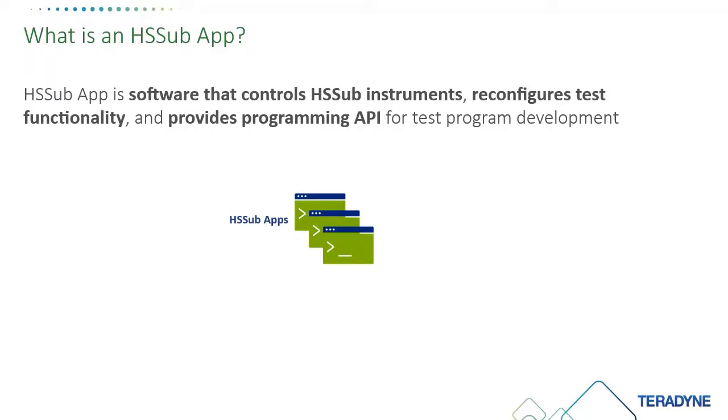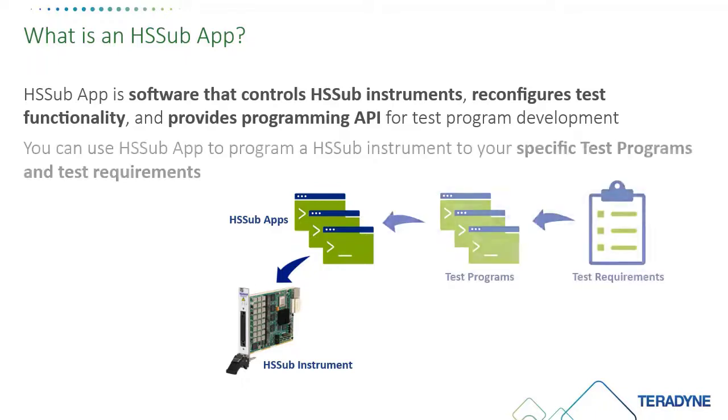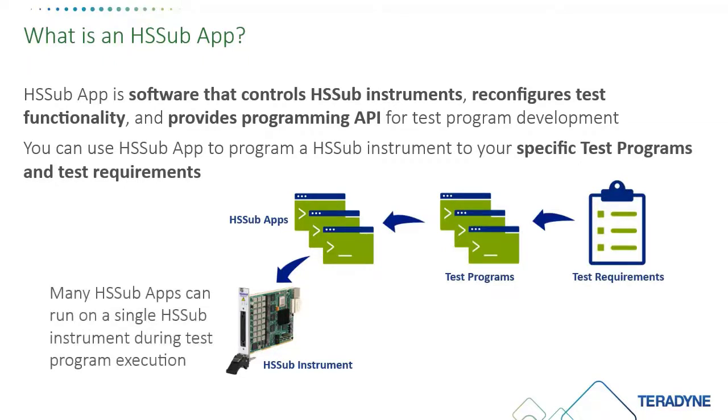Welcome to the second video in our high-speed subsystem video series, using HSSub apps for TPS development. To recap, an HSSub app is the software that controls the HSSub instruments, reconfigures test functionality, and provides programming API for test program development. The HSSub app is selected according to your specific test program requirements, and many different HSSub apps can run on a single HSSub reconfigurable instrument.